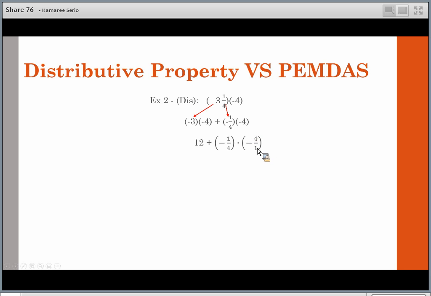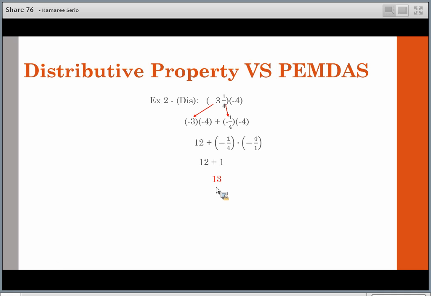And you do that by just putting them over 1, and then you multiply straight across the top, straight across the bottom. So 1 times 4 is 4. 4 times 1 is 4, so what we get is 4 over 4, which is just 1. And this one is positive because this is a negative times a negative. My signs are the same, and I'm multiplying, so it's positive. And then 12 times 1, 12 plus 1 is 13.